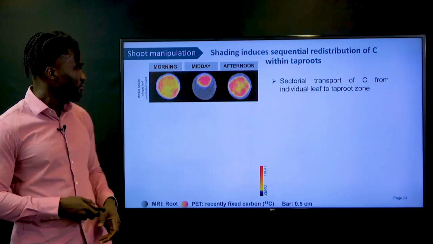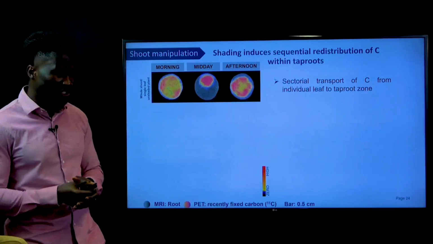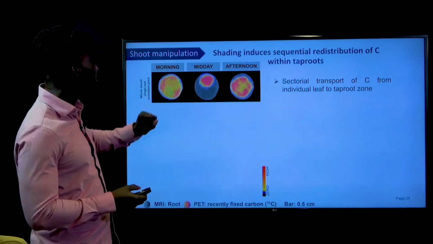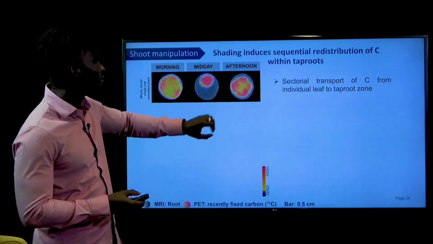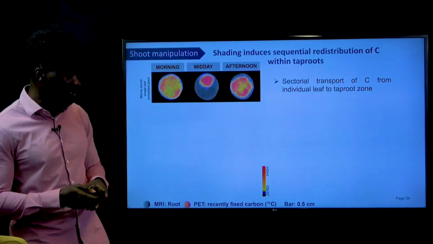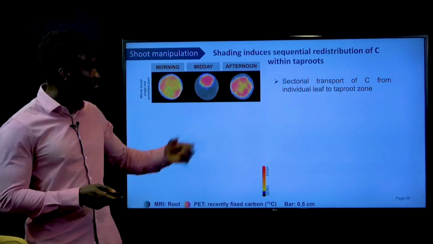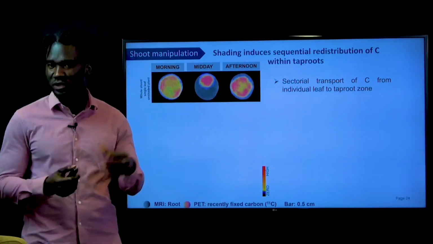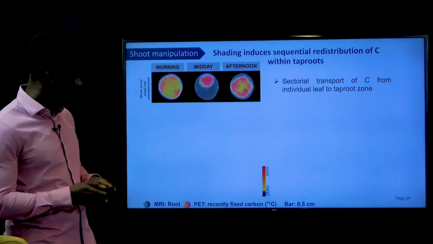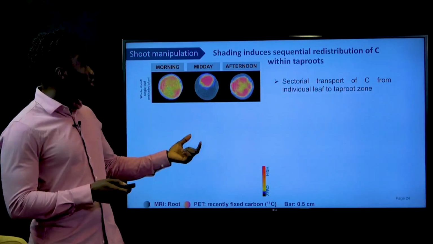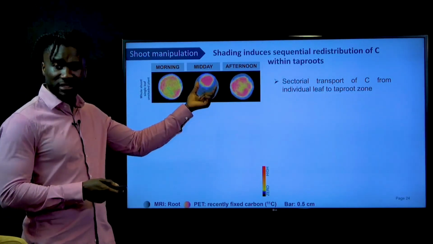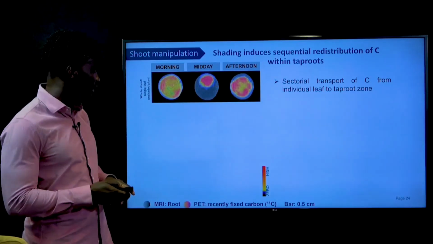But what happens when we don't excise this leaf but render it transport inactive by shading it? And therefore, we performed the shading experiment. Also, similar labeling approaches: whole shoot labeling of an intact plant, single leaf labeling, and repetition of whole shoot labeling of an intact plant before manipulation. And here we observed a similar pattern of sectorial distribution, which we confirmed in our previous experiment. And what happens when we shade the leaf that previously supplied its photoassimilate to this taproot sector?